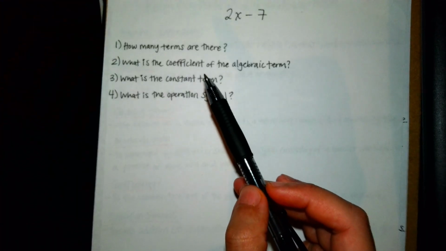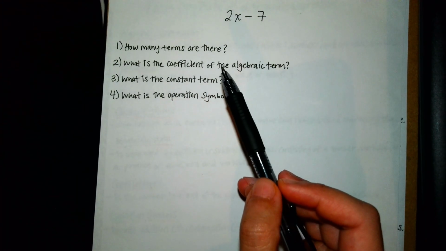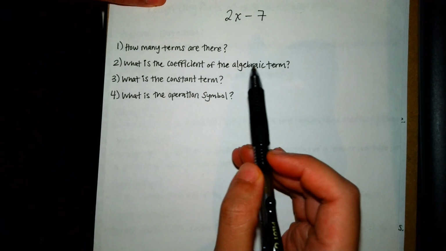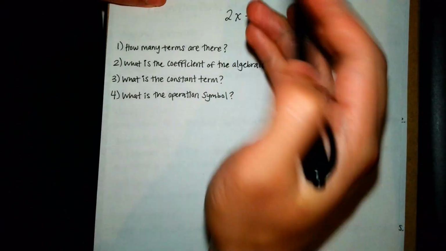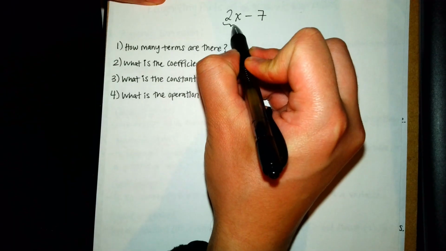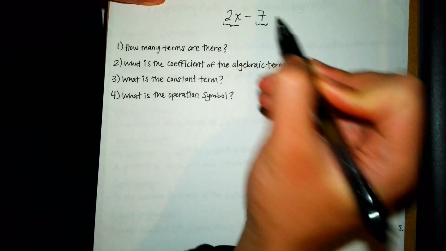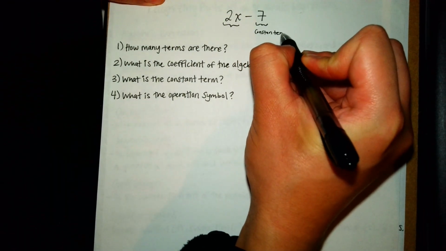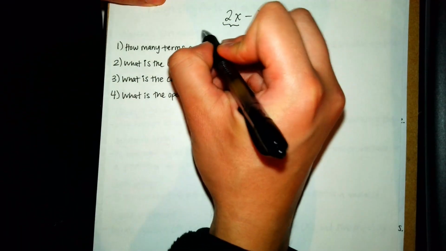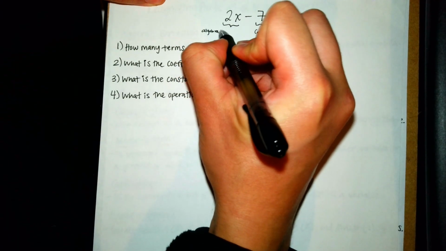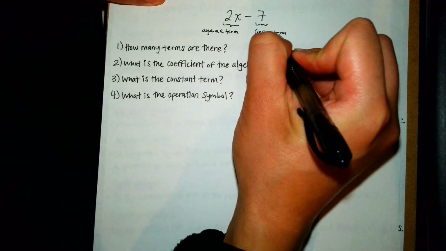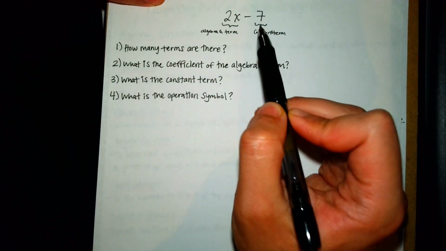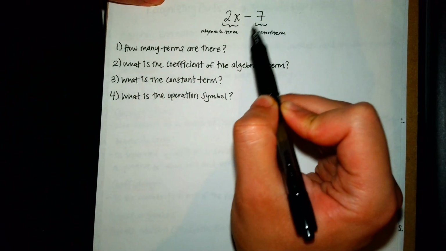Alrighty, I suppose you made an effort to answer these questions. Let's go over them together. So first, let me annotate and identify each part in this example. So these right here are called terms. This one would be considered a constant term, and this one would be considered an algebraic term. Once again, this is a constant because this value remains fixed. It doesn't change at all, right? And that's why it's called a constant.